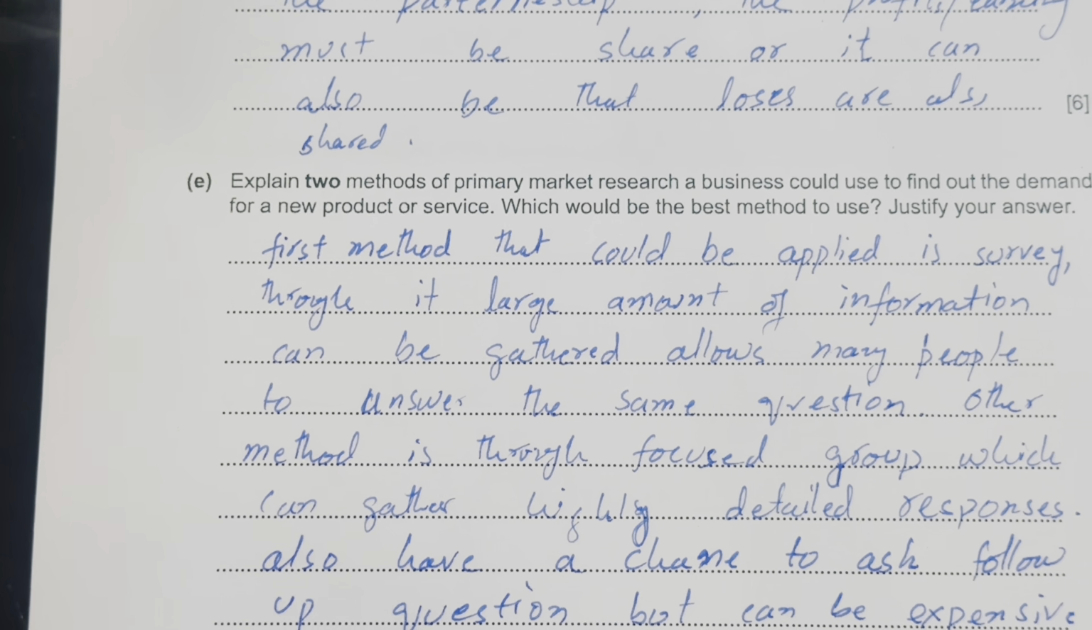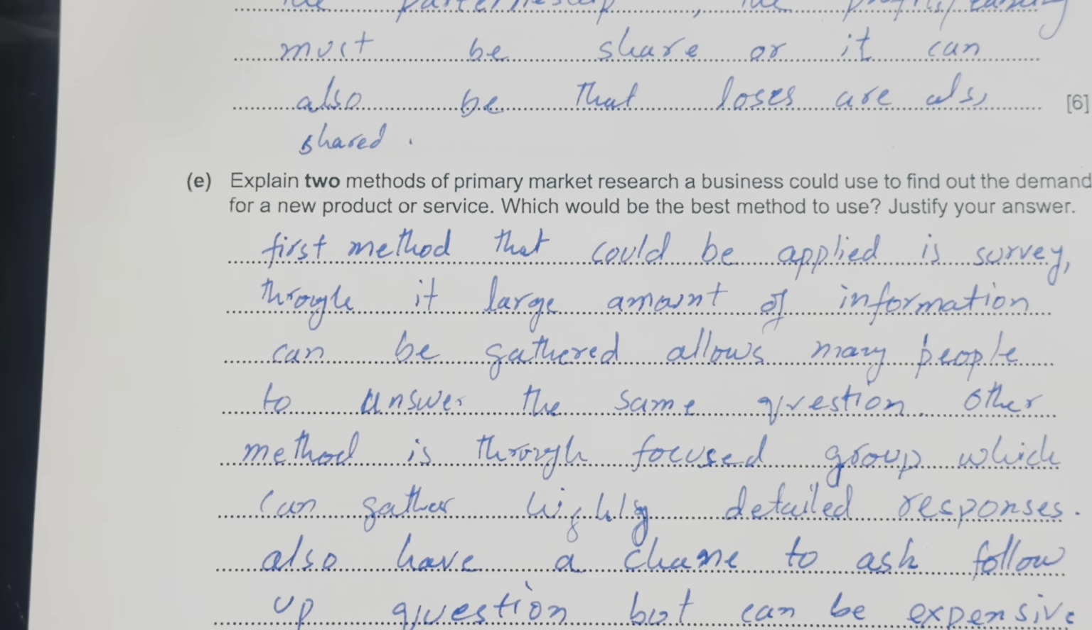Next question is the last part of question number 2. Explain two methods of primary market research a business could use to find out the demand for a new product or service. Which could be the best method to use? Justify your answer. This is a pure question of market research. Market research has a number of methods like questionnaires, surveys, online surveys, postal communication, interviews, focus groups, or observation. There are also other methods, but you need to identify only two.